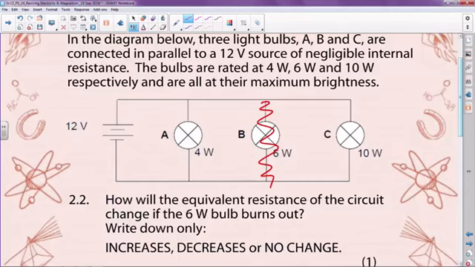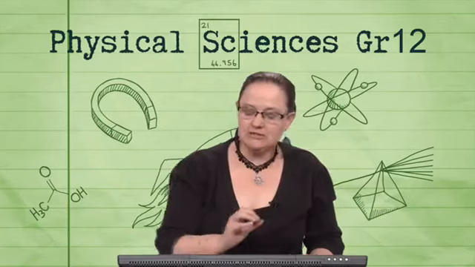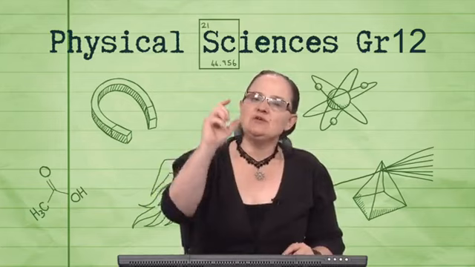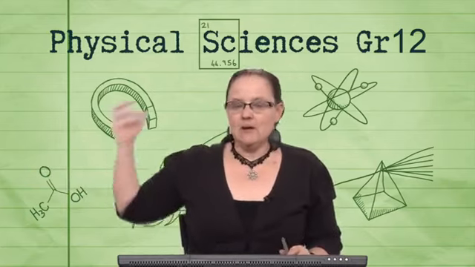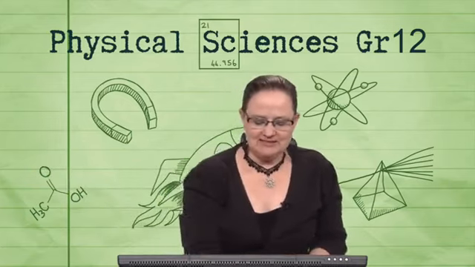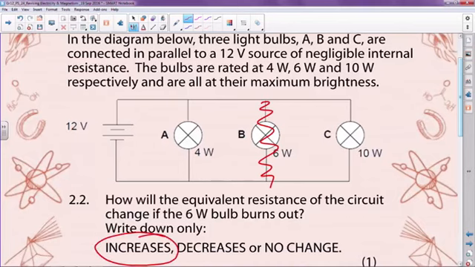Remember, we add resistors in series to increase resistance, and we add resistors in parallel to decrease the total resistance, all right? So if I take a resistor out of parallel, my total resistance increases. Very, very important. I took a resistor out of parallel, so my total resistance increases. Okay? There's no exception around this.